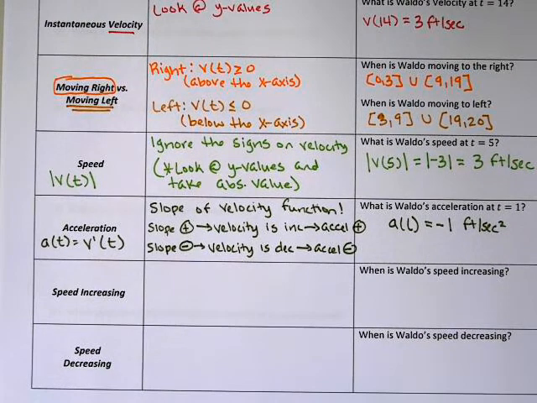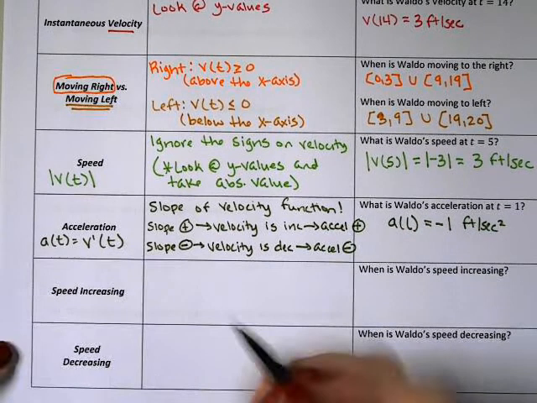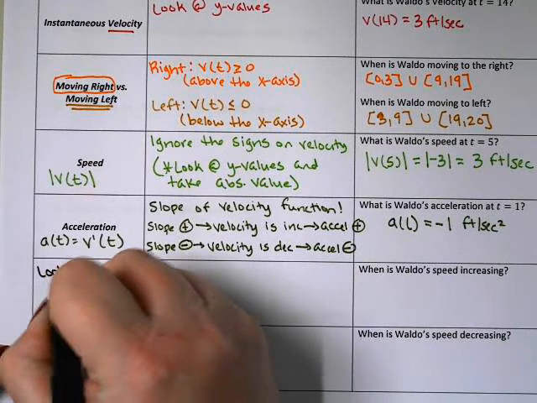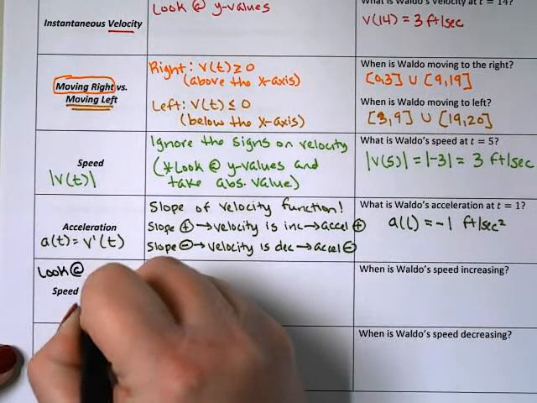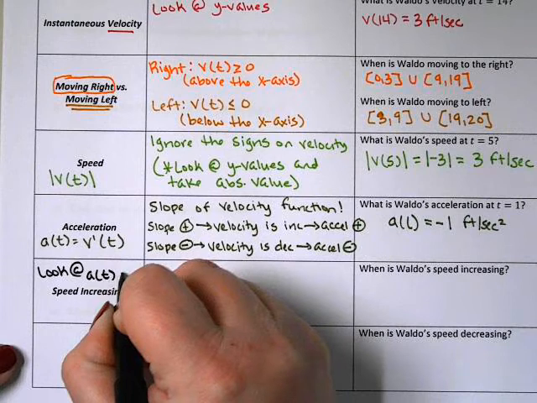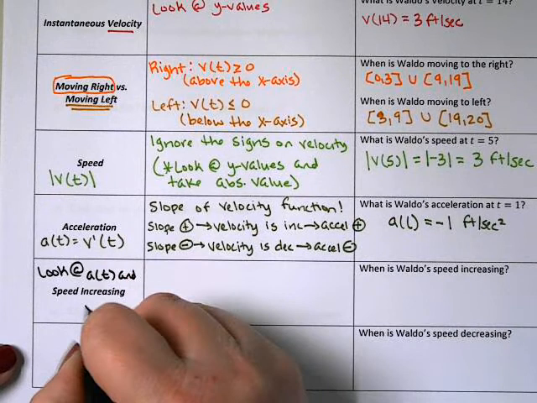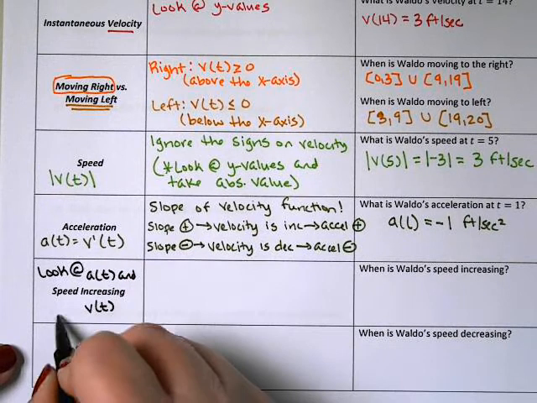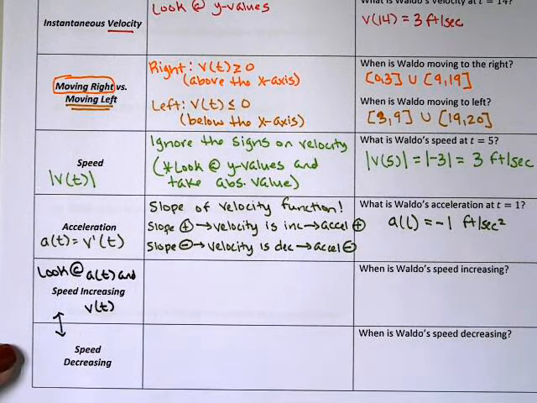All right, in terms of speed increasing and decreasing, in order to figure out when the speed is increasing or decreasing, we need to look at the acceleration. So we need to look at a of t and v of t. You have to compare the signs of the acceleration and the velocity functions.